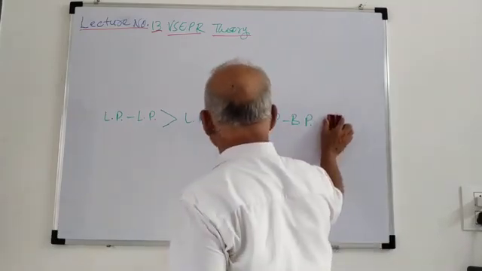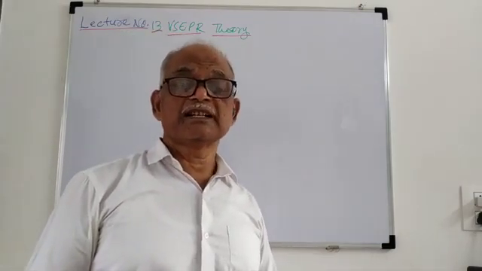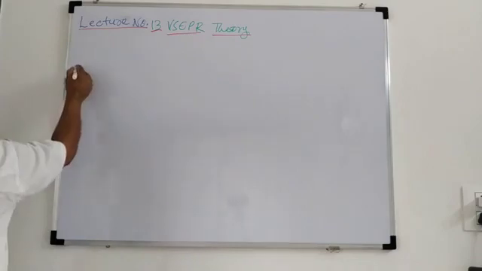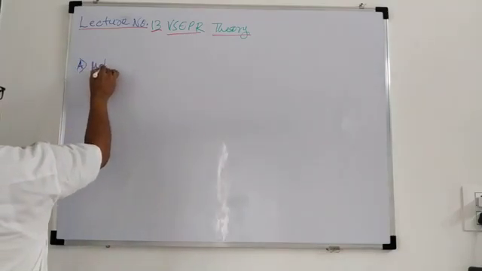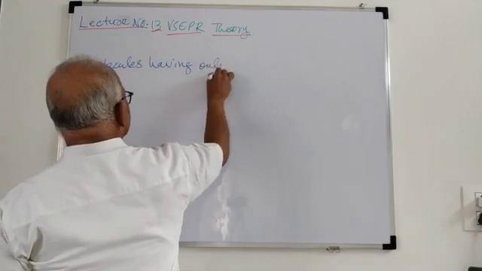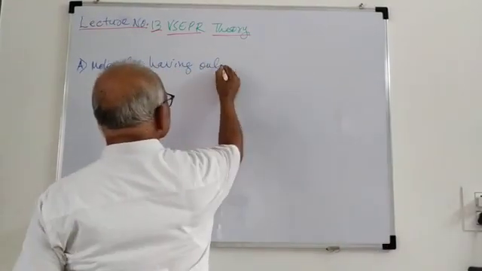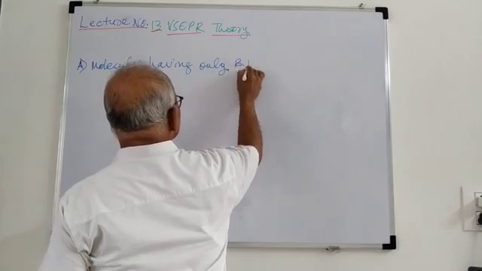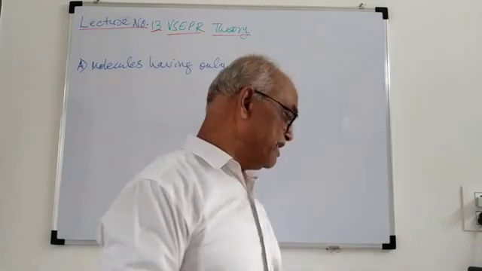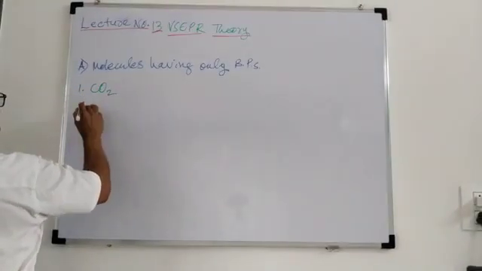Now we will see some examples of molecules containing only bond pairs around the central atom. There are several examples, but we will see only a few of them. The first is carbon dioxide, that is CO2.